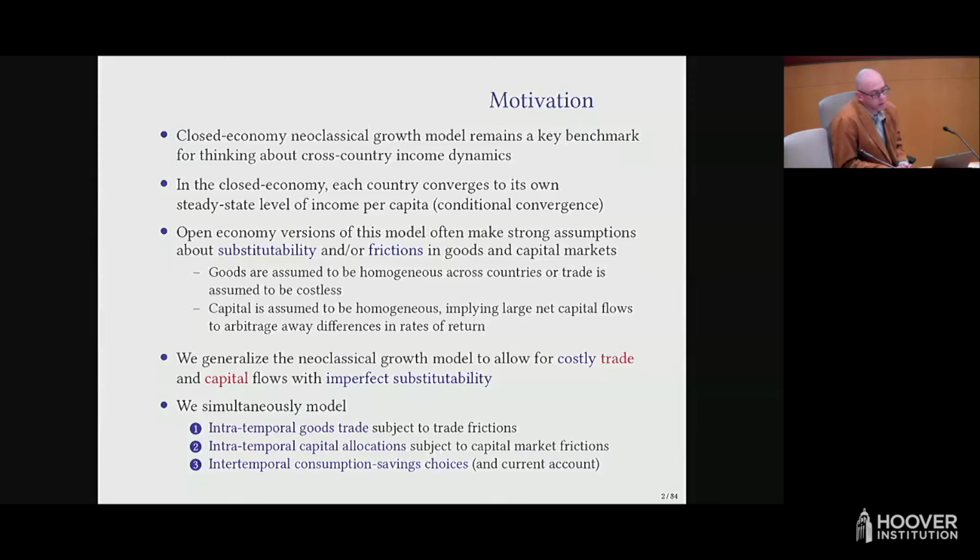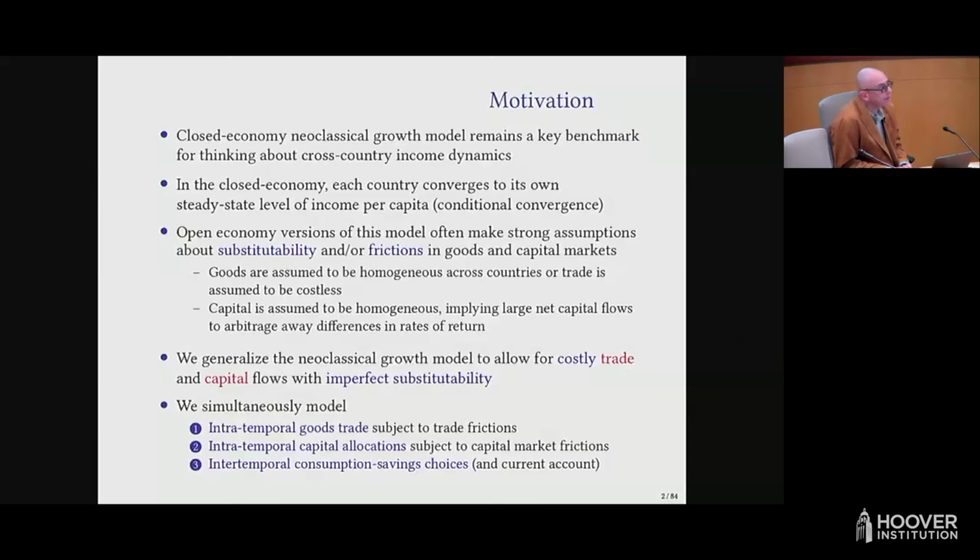So what we're going to try to do in this model is take that standard canonical Ramsey neoclassical growth model and then try to open it up in a realistic way where we allow for the fact that there can be frictions in both goods and capital markets to allocating goods and capital across countries. And there can also be imperfect substitutability in both goods and capital markets, which is going to help us match a key feature of the data, which is a so-called gravity equation for both trading goods and capital markets.